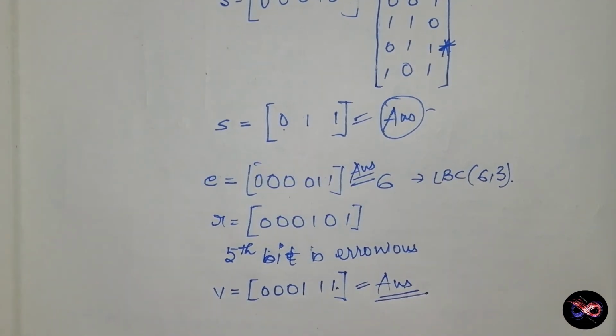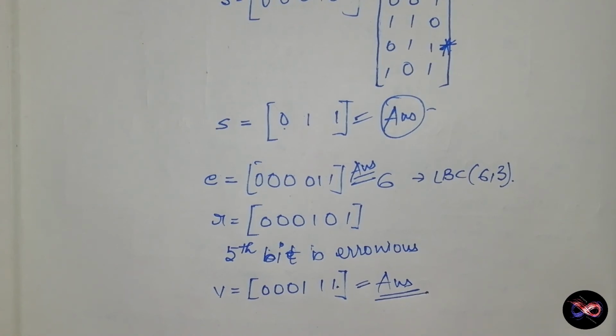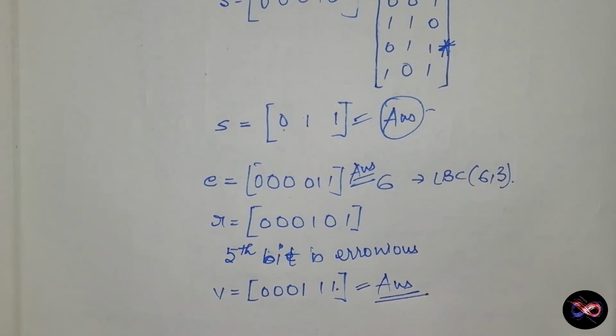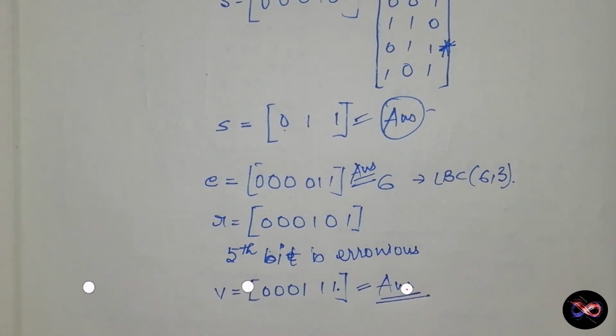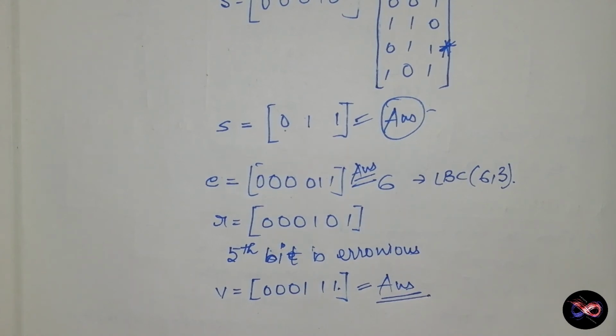So you can see how simple it is to calculate the error, syndrome and anything related to it. If we make our concept clear, we can easily apply it anywhere and we will proceed in the right manner. So this was the last topic for the linear block code. So the linear block code is finished today, and in the next lecture we will start a new module which will discuss the cyclic code. And so this much for this video.